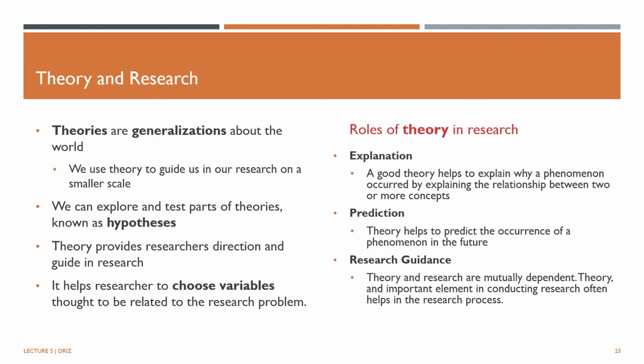Theories guide us to understand why people behave in a certain way. Theories help us to identify possible factors or information needed to design a particular strategy. They also provide insights into how to develop a solution. Theories can also help researchers to choose variables thought to be related to the research problem. In theories, we have models, frameworks, and basic concepts that direct us to the important questions. So, to summarize, we can see that theories have important roles in research, namely for explanation, prediction, and research guidance.